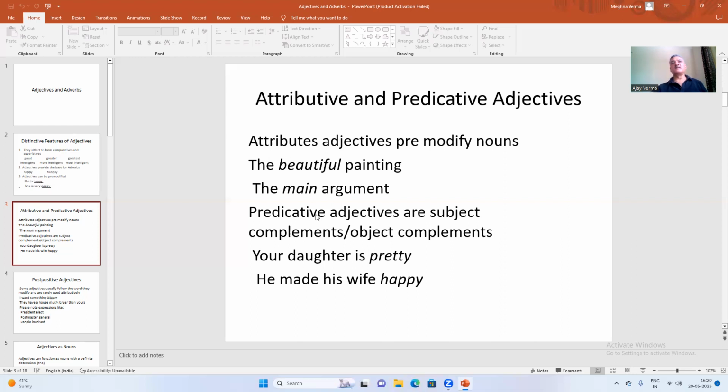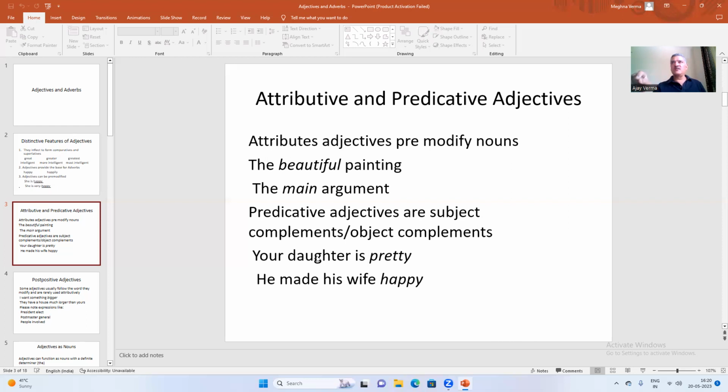So, in such cases, predicative adjectives will have the function of subject complements or object complements. Now, let us see this in the next two examples. Your daughter is pretty. Here, pretty is being used as a complement for the subject, your daughter. So here, the predicative adjective is functioning as a subject complement, where the adjective tells us something more about the subject, the daughter. The daughter is pretty.